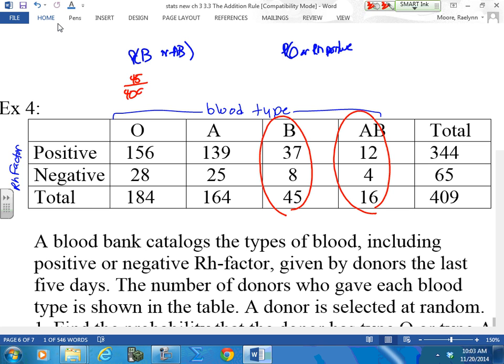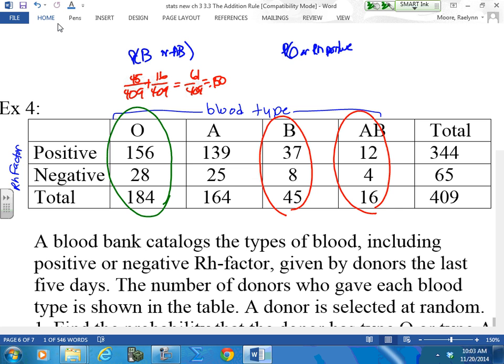45 over 409 plus 16 over 409 gives you 61 over 409, or what's your decimal? 0.150? You have to round to 3 decimals. Now, the second part of this, I'm looking for a type O. I'm going to do it in green.